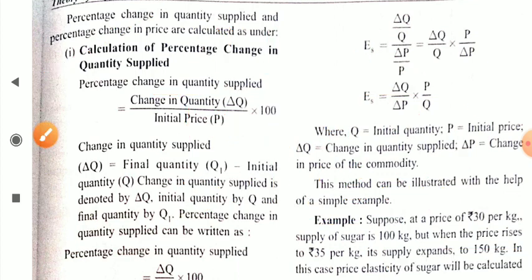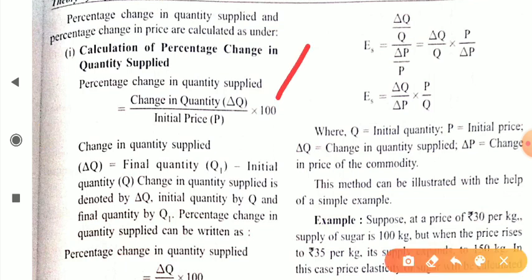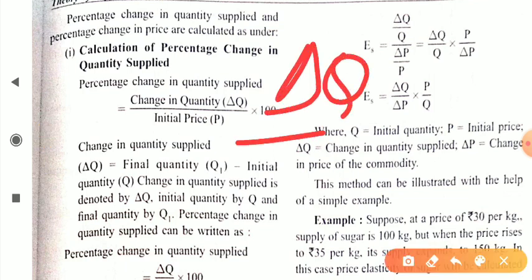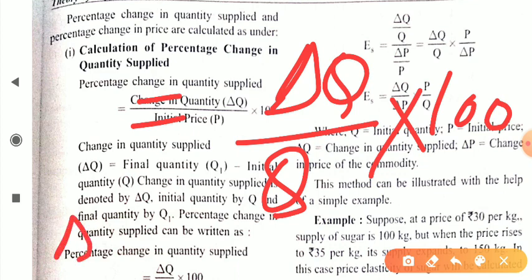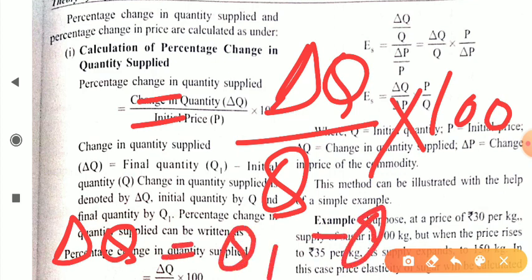So the method is delta Q divided by Q into 100. This is the formula for measuring the percentage change in quantity supplied, delta Q divided by Q, which is the initial quantity, into 100. Now what is delta Q? Dear student, delta Q is the change in quantity. You can measure delta Q as Q1 minus Q, new quantity minus old quantity.